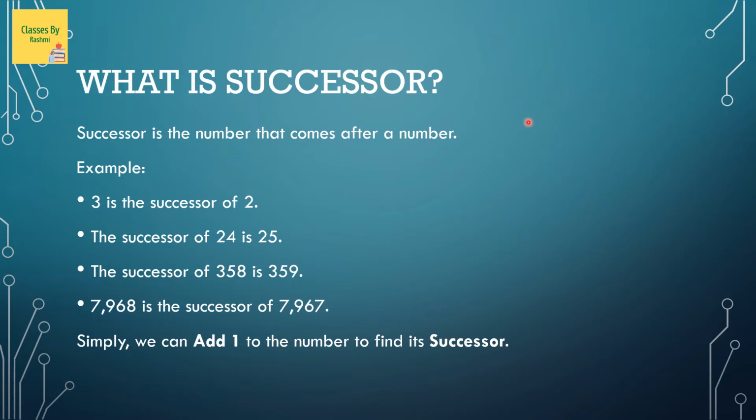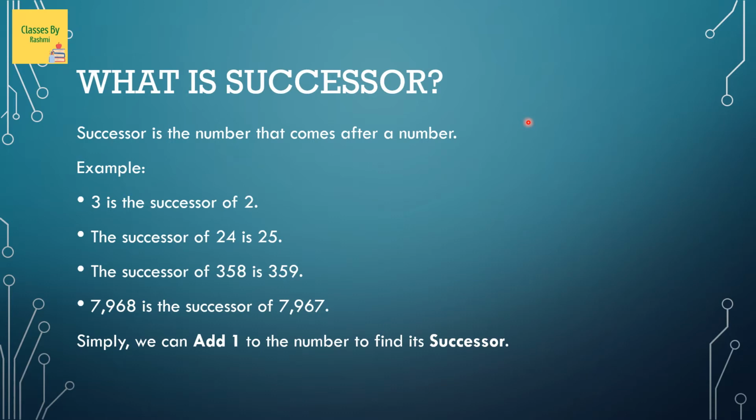For example, if we say what is the successor of 2, it will be 3. What is the successor of 24? It is 25. What is the successor of 358? It is 359. In every one of these examples, we are just finding the number right after as the successor. So 3 comes right after 2, 25 comes right after 24, 359 comes right after 358.